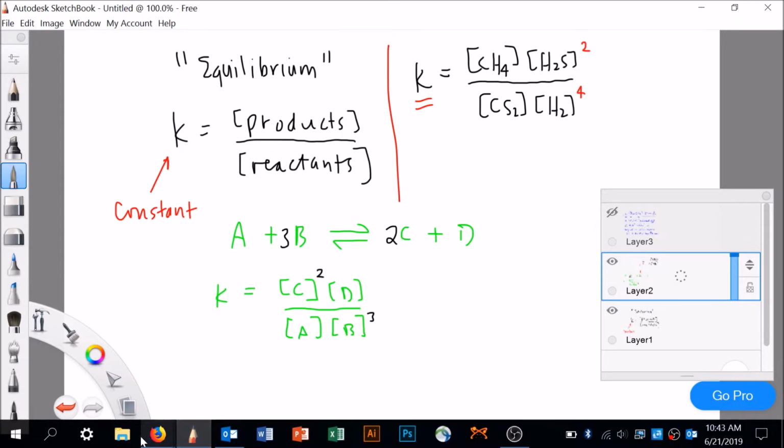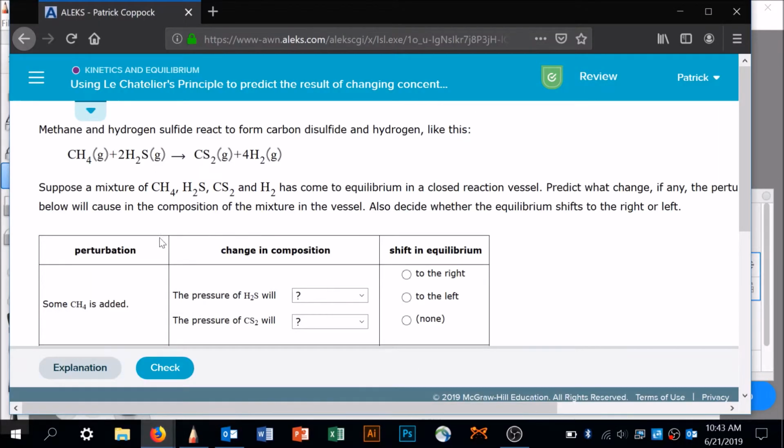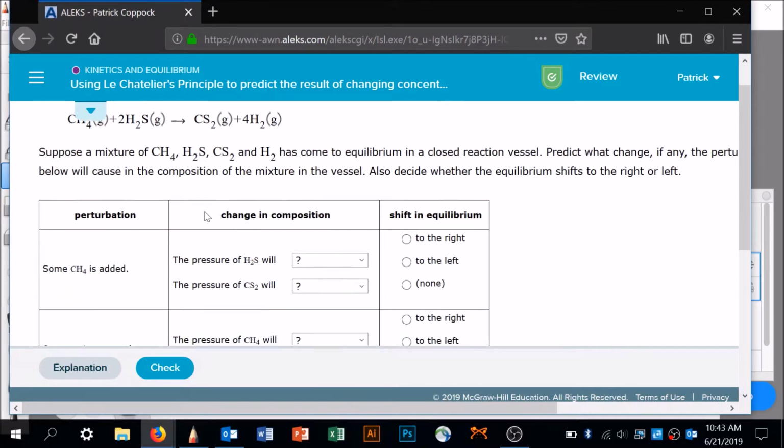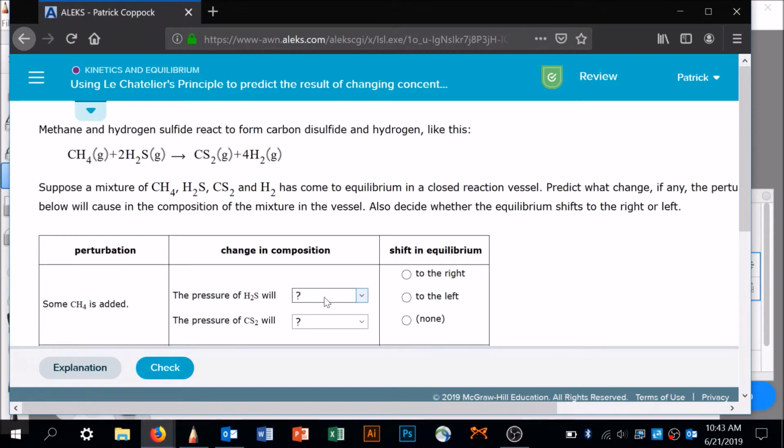So if methane goes up, hydrogen sulfide's got to go down in order for this ratio to stay the same. Well, if hydrogen sulfide's going down, it means we're going to be pushing the reaction that way, okay? So it looks like I anticipated correctly. The pressure of hydrogen sulfide is going to go down, and the pressure of carbon disulfide is going to go up, and it's going to go to the right. All right, you see that?